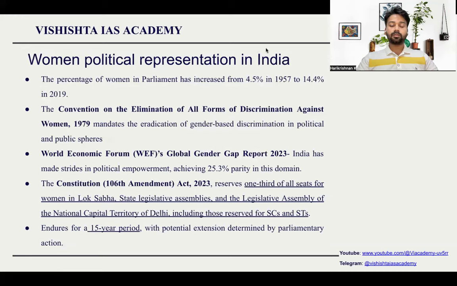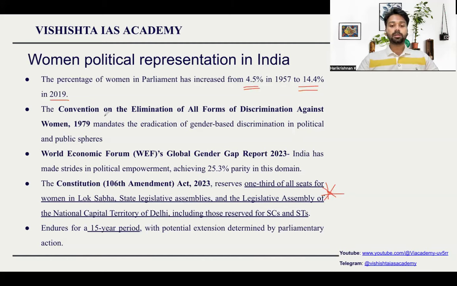Let us begin with some very good data. The percentage of women in parliament has increased from 4.5 percent in 1957 to 14.4 percent. It is a huge increase from 4.5 percent in 1957 to 14.4 percent by 2019. The Constitutional Amendment Act wants to give 33 percent reservation. So once this gets implemented, then women's representation will increase hugely.